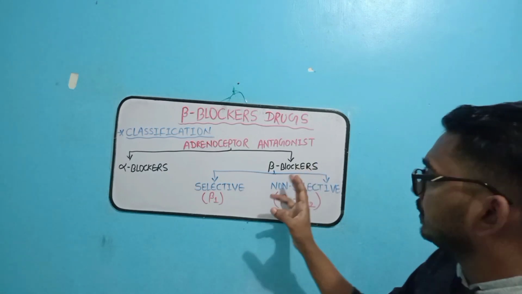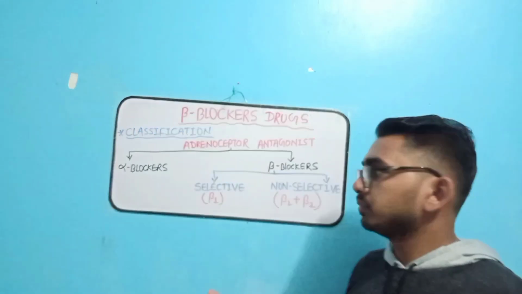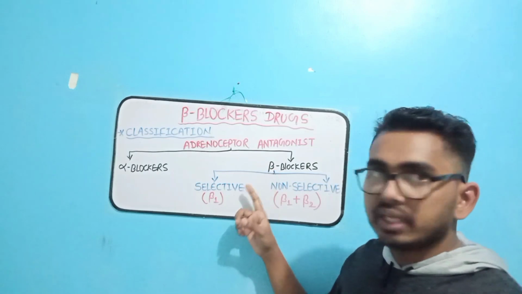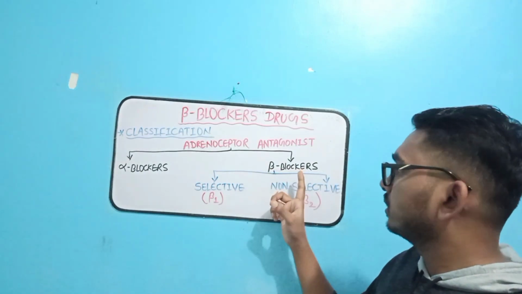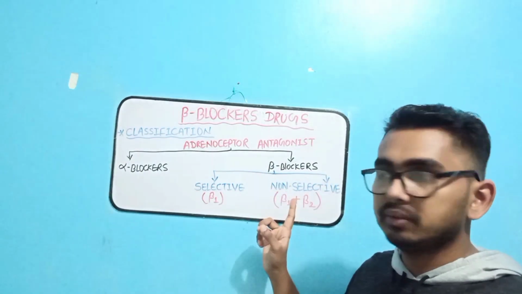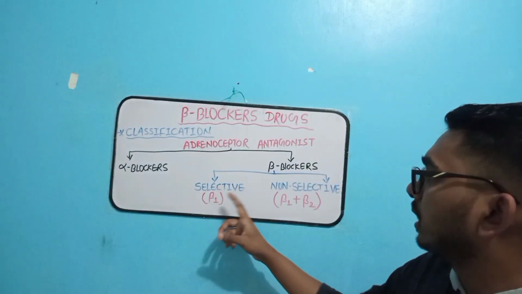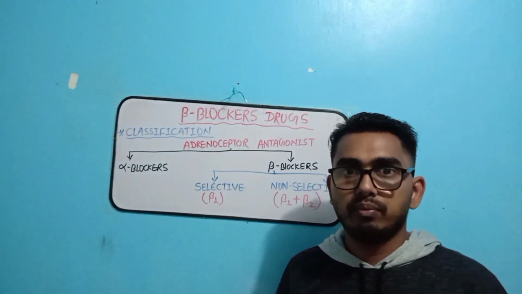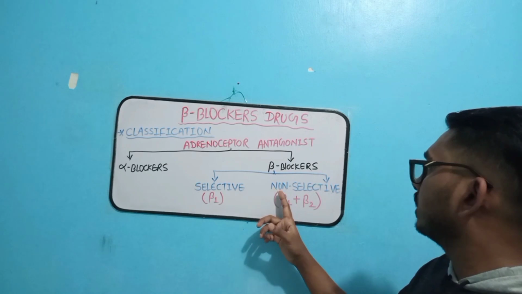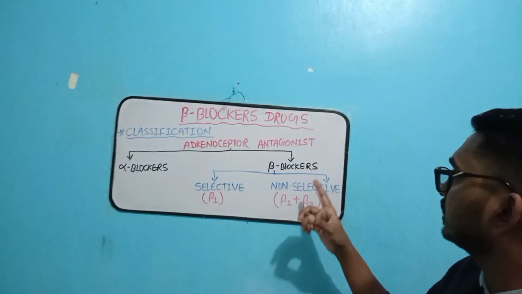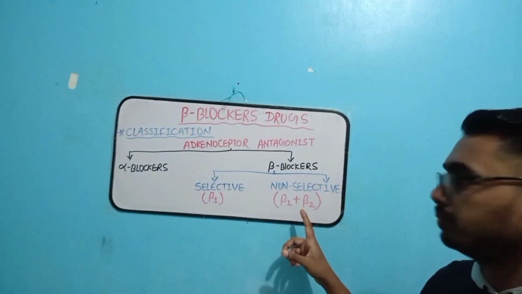If we divide the beta blockers on the basis of selectiveness, we can divide the beta blocker drugs into selective and non-selective. The selective ones are only beta 1 blockers, and in the case of non-selective beta blocker drugs, there are beta 1 and beta 2.